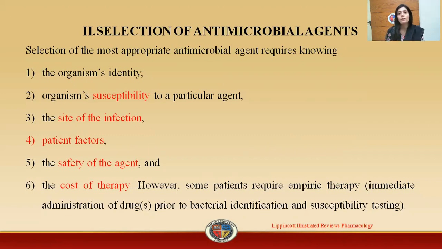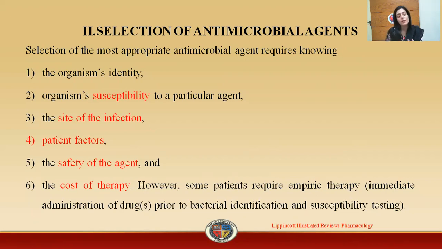Then site of infection is also very important. If you are suffering from urinary tract infection, you will prefer the oral agents or the oral antibiotics. You will definitely not use the topical agents, the agents which are used on the skin. So patient factors are also very important. You will select the drug according to the age of the patient and the health condition of the patient. For example, if the patient is suffering from kidney or liver disease, you will definitely not prefer those drugs which are mainly metabolized by the liver or mainly excreted by the kidneys.